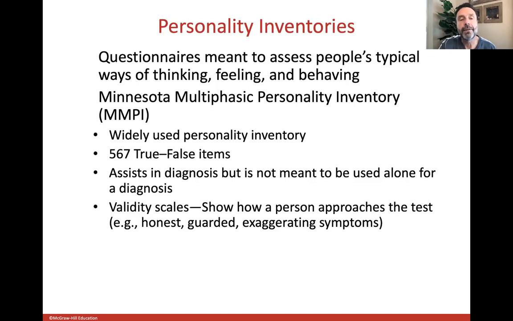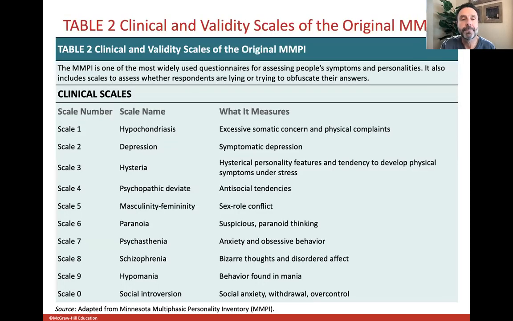The MMPI, the Minnesota Multiphasic Personality Inventory, is probably one of the most used inventories. It has a lot of questions, over 500 true false questions, and can really give some accurate assessment of the person's personality and what might be going on with them.